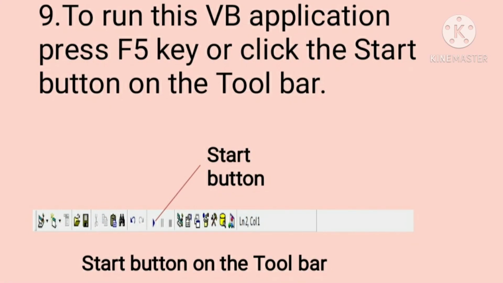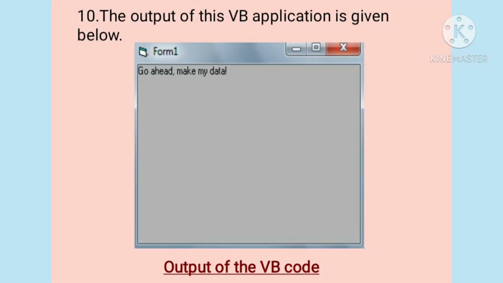The ninth step is to run the VB application. Press the F5 key or click the Start button on the toolbar. In this image, you can see the toolbar in which the Start button is shown. If you want to run your VB application, you just have to click on this Start button. Tenth step, you will get the output of your VB application. You can see in this image the output of the VB code.